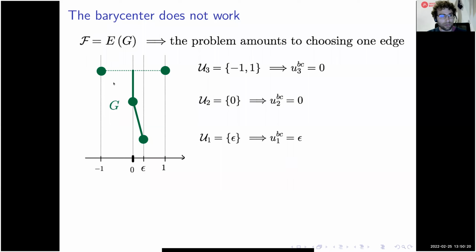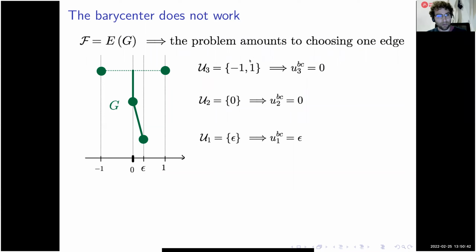I draw it in R2 only for visibility. So this node always takes the value epsilon. It's in R1, okay? This node always takes the value 0. So the center is, of course, 0. And this node here takes either the value -1 or the value 1, which means that the center is actually -1 + 1, which is 0 again, okay?